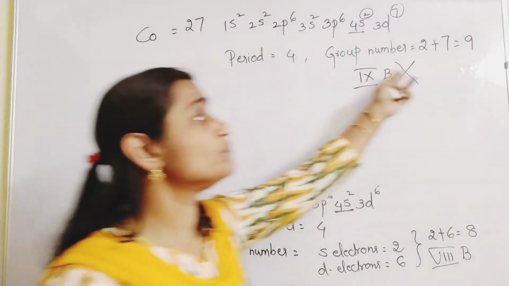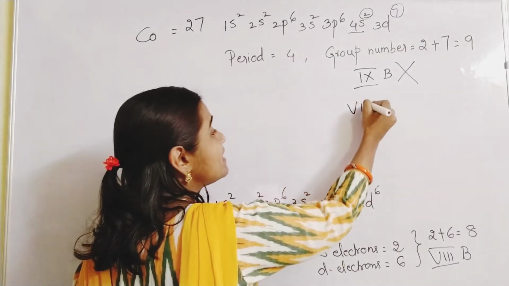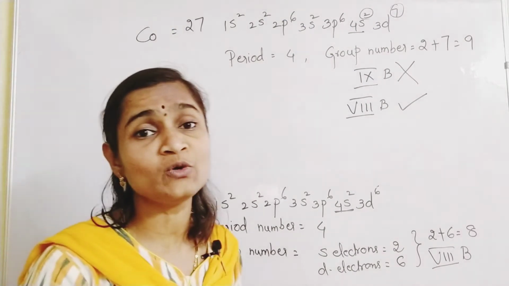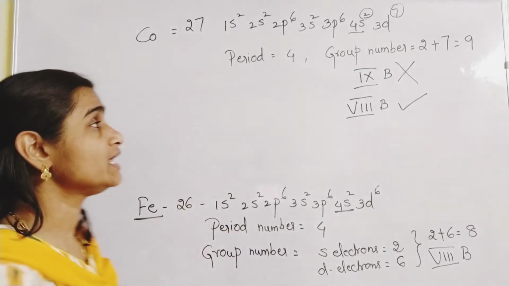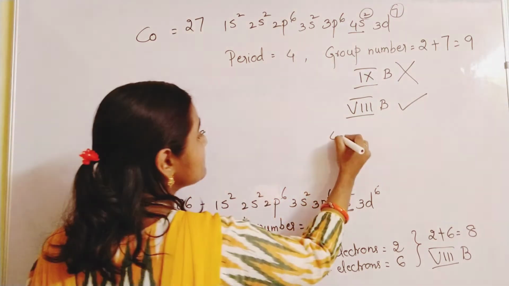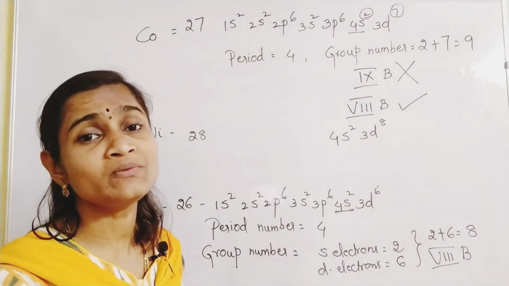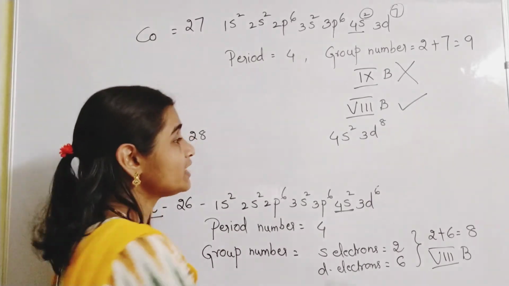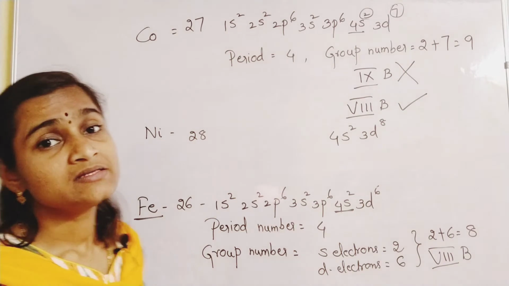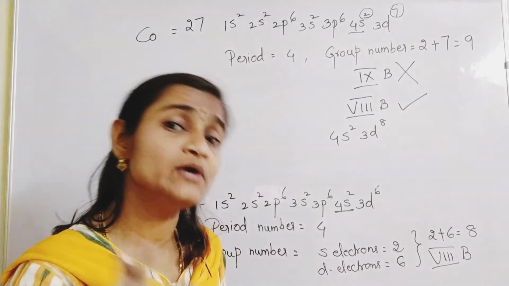Even if you get more than 8 or exactly 8, you write the group number as 8th B group only. So cobalt belongs to 8th B group only. Same with nickel, atomic number 28. The last orbit you get is 4s2 3d8. By adding 2 plus 8, you get 10. So does it belong to 10th B group? No. It belongs to 8th B group only.